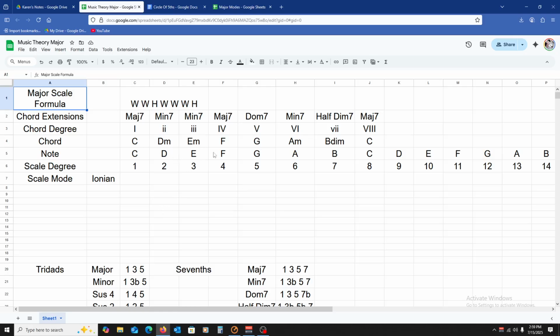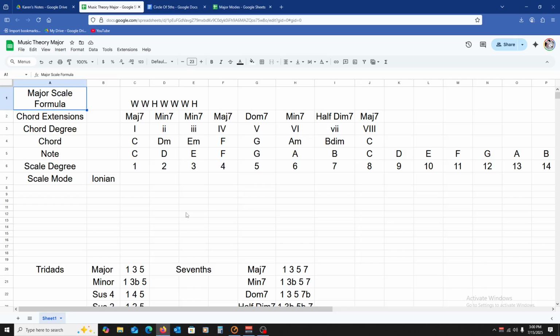Whereas C, F, and G, the 1, the 4, and the 5, are all going to give you more of that happier, brighter kind of sound. 2, 3, and 6 are going to give you that sadder sound. And this B diminished, or the 7, is generally speaking a special use case, but they all have their place depending on what you're trying to accomplish, right? Hopefully this is making sense.